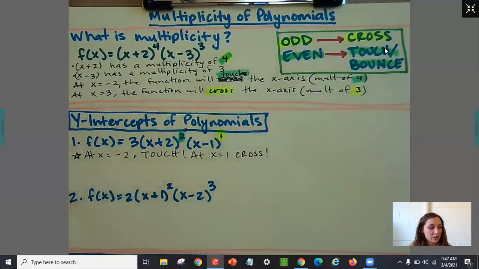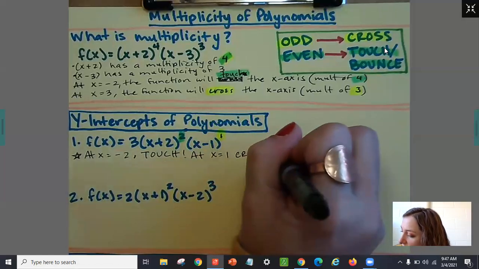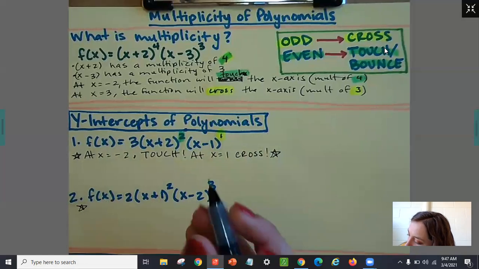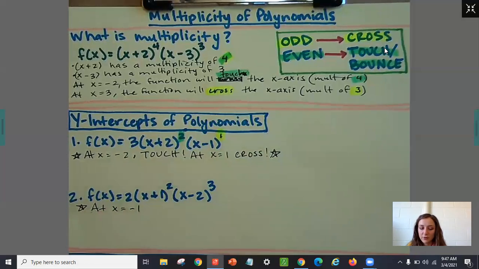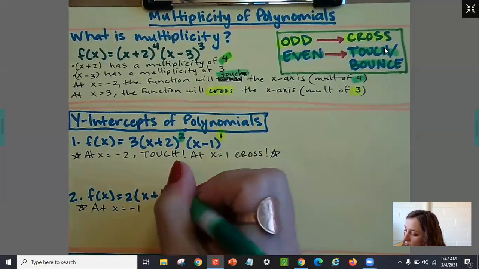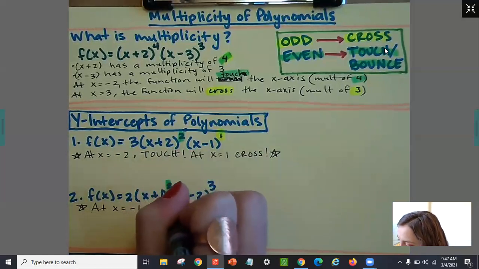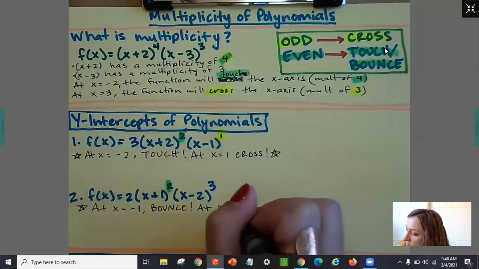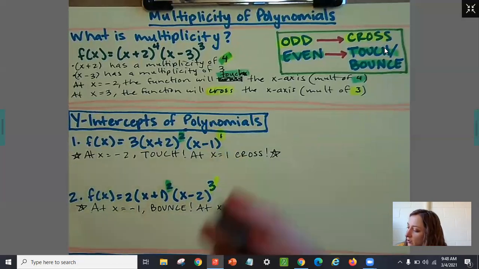Okay, so here is what this function is going to look like if we were graphing it. And let's just actually find our y-intercept first. So there's the touching and crossing, and let's just do the touching and crossing for the second one now. So for the second one, at x equals -1, we have a multiplicity of 2, and since 2 is an even number, then we're going to touch for that one, or bounce. We can write bounce here. And then at x equals 2, we are going to cross because we have an odd number there.